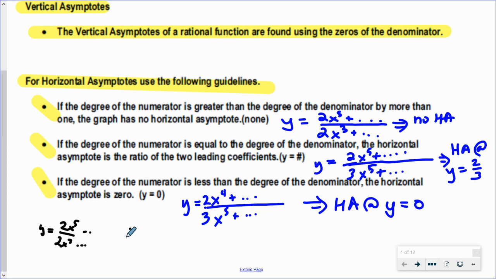So what we're really doing as we imagine this is we're imagining the limit as x approaches infinity. And to work with those limits as x approaches infinity, we need to factor out the largest power of x from all terms. We're going to see that in a later example, but that's what I want you to think of. That's why these guidelines work.